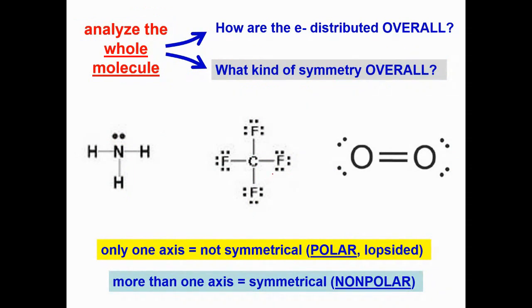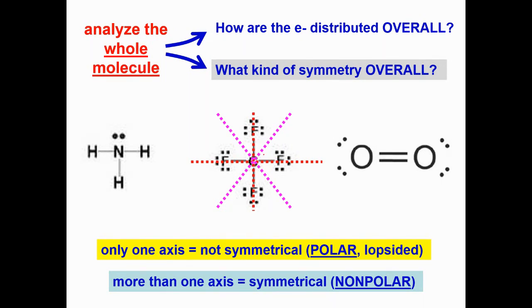You can also think of this in terms of symmetry or folding. Okay, let's talk about how you do that. So when analyzing the whole molecule, you can think about electron distribution, or you can think about folding and symmetry. If we draw that CF4 on a piece of paper, we could fold it horizontally. It will be the same on either side of the fold. We could fold it vertically, and we will have the same thing on either side of the fold. We could fold it diagonally, either way, and it will be the same on either side of the fold.